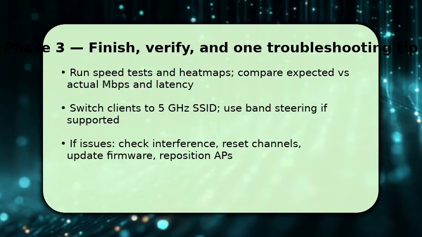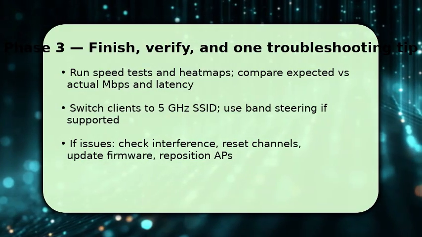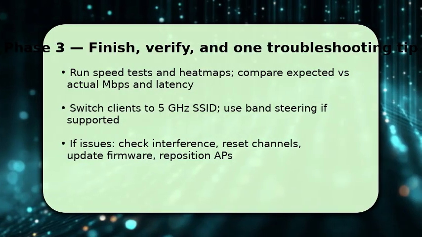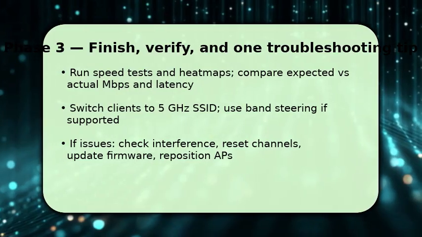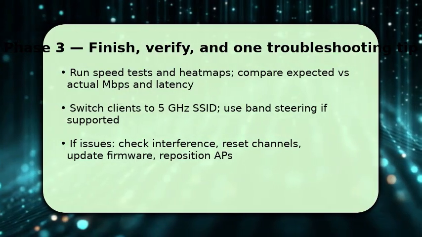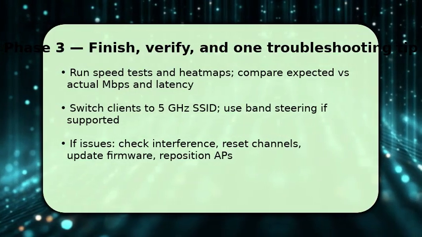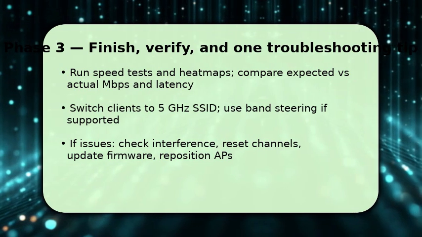If problems persist, troubleshoot. Scan for interference from neighbors or devices, change channels, lower channel width, update firmware, and slightly reposition an AP. One key tip: if coverage drops after changes, revert the last change and test incrementally.